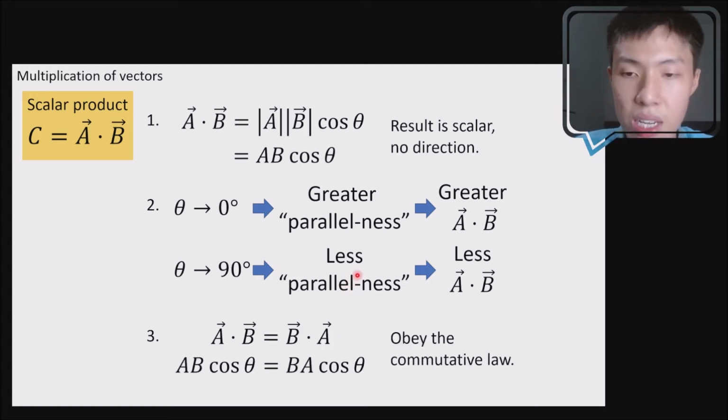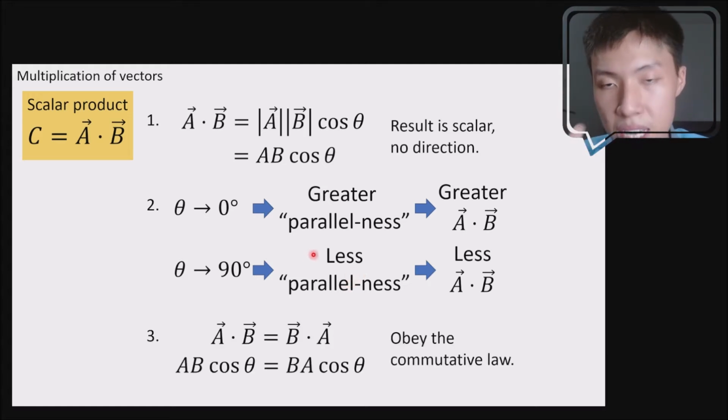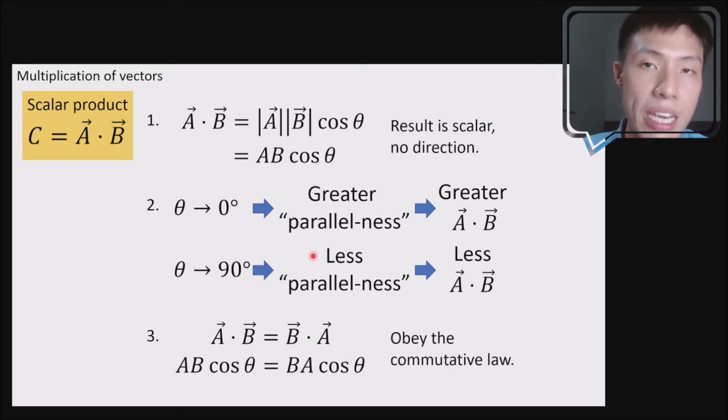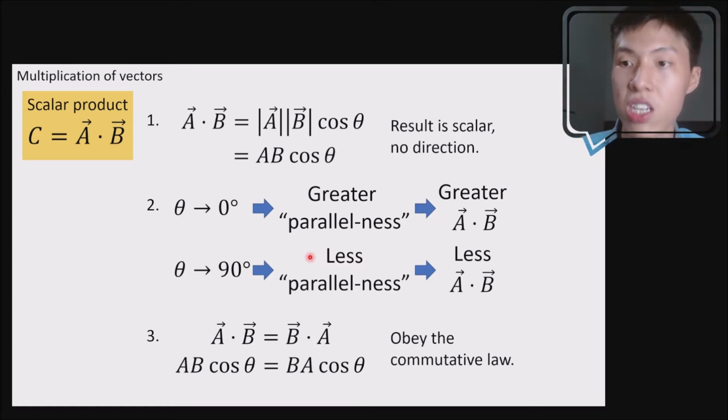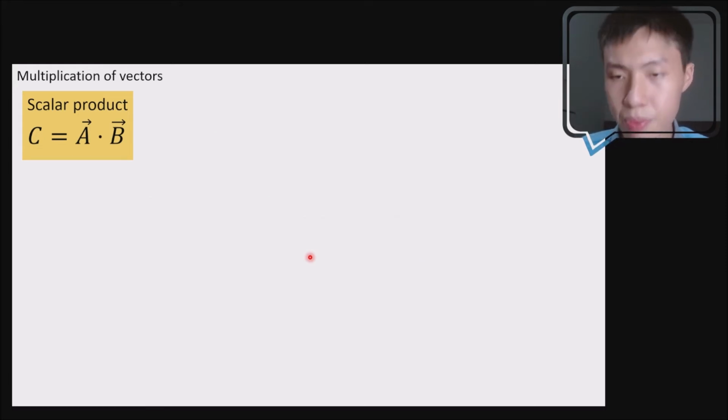The third thing that we learned is that scalar product obeys the commutative law. It means that if we take A dot B, we find the scalar product, we will find that it's the same answer as the scalar product of B dot A, by changing the order of the two vectors. So now we have recapped these three things that we learned from the previous videos on scalar product. Let's try to visualize these three things in a more pictorial way. So let's look at the first thing.